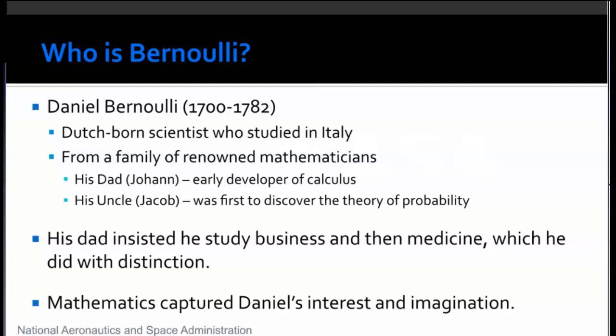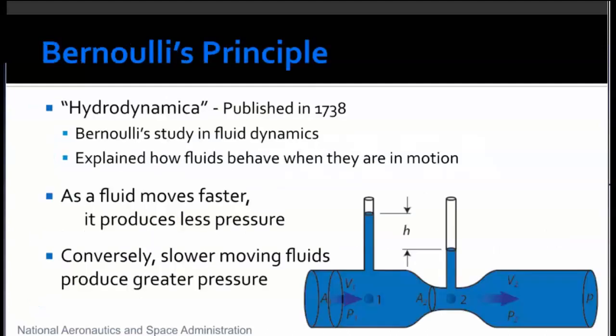And what I love about this next bullet is that I think sometimes our students can identify with parental expectations because Daniel's dad insisted that he study business and then medicine, which Daniel did, and he did so with distinction. But mathematics is what really captured Daniel's interest and imagination. And the combination of that is really what helps us to understand Bernoulli's principle.